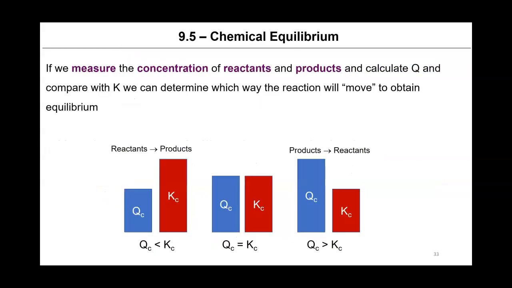So if we measure the concentrations of reactants and products and calculate Q, we can compare that with K and determine which way the reaction will move to obtain equilibrium. Just recapping, if Q is bigger than K, products will get turned into reactants, and we say the reaction shifts to the left. If Q is less than K, reactants will get turned into products, and we say the reaction shifts to the right. If Q equals K, we're at equilibrium and nothing will change.